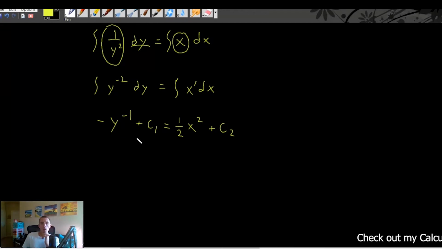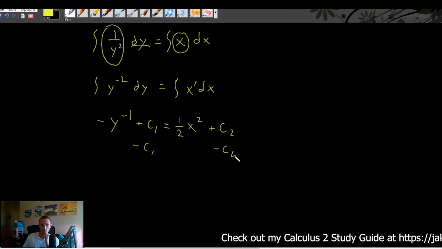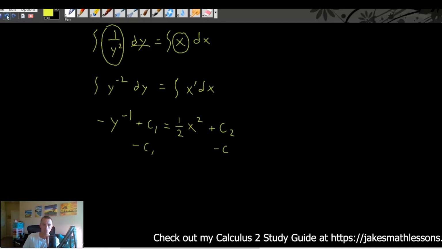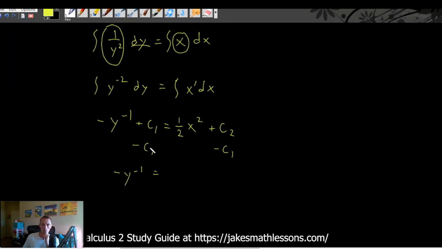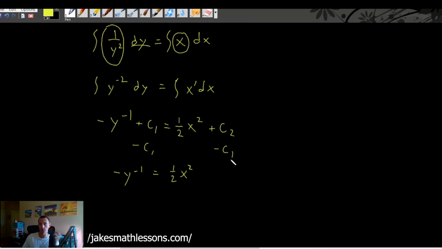So what we can do first is move this unknown constant C1 over to the other side of the equation. Whoops. So we're going to subtract C1 from both sides. So that's going to leave us with minus y to the negative 1 equals 1/2 x squared, and then we're going to have C2 minus C1. C1 and C2 are both unknown constants. We don't know what they are, but we do know that if you add two constants together, that's just going to give you some other constant. So instead of writing C2 minus C1, let's consolidate those two unknown constants into a brand new unknown constant, which we will call C3.